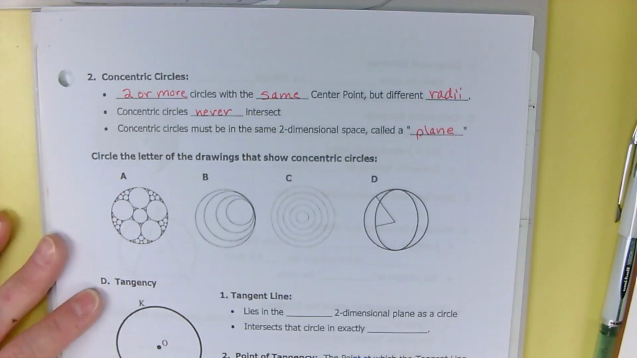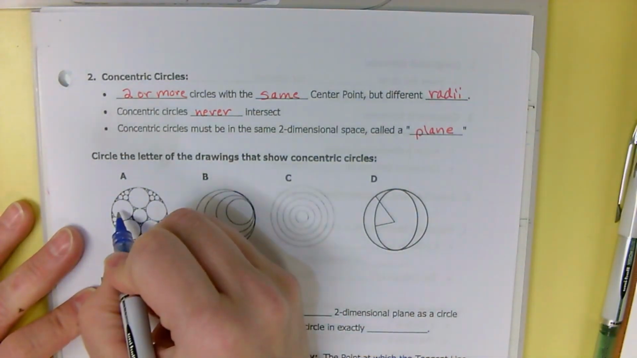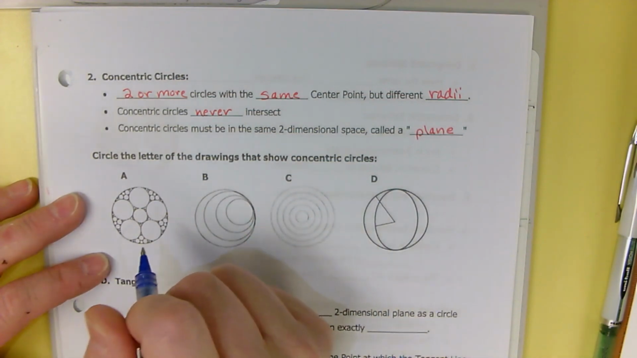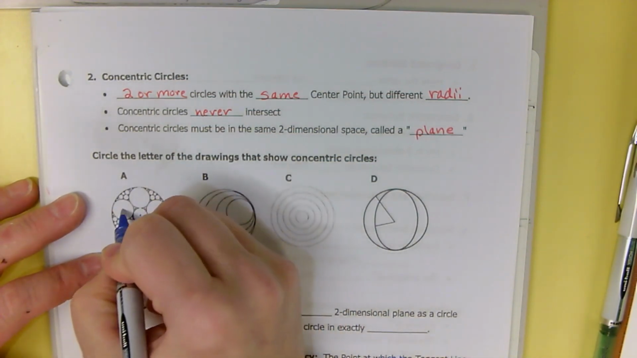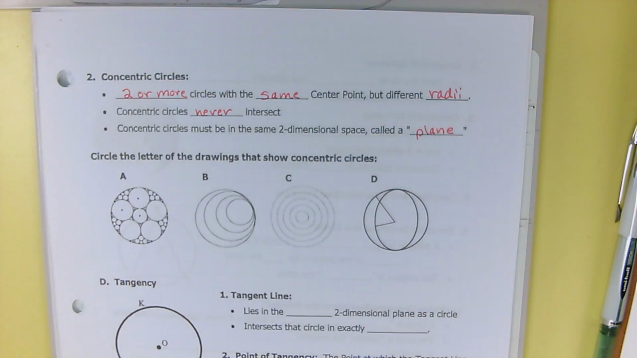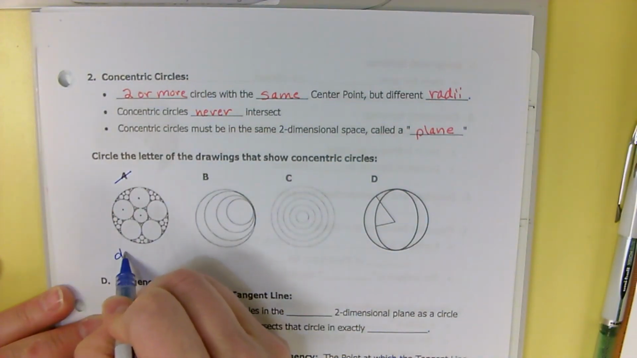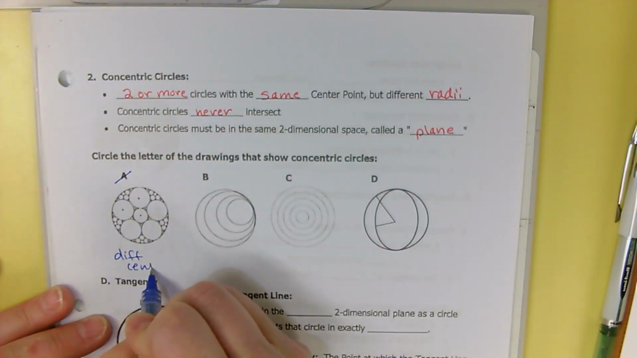All right, let's see how we did. So A, we definitely have circles of different radii. We got a small one here, a big one here, a big one there. The problem is, in order to be concentric, they have to have the same center point. So this one is not it because they have different centers.